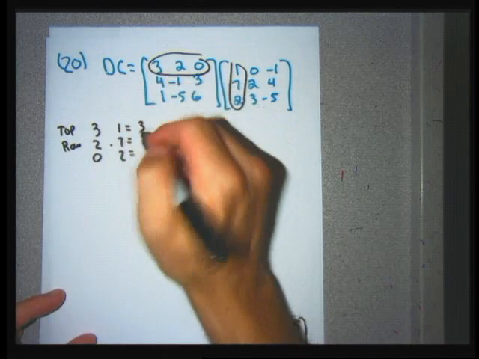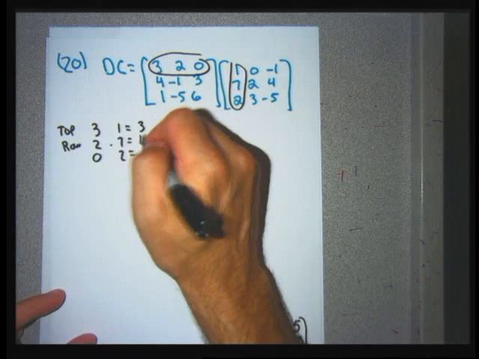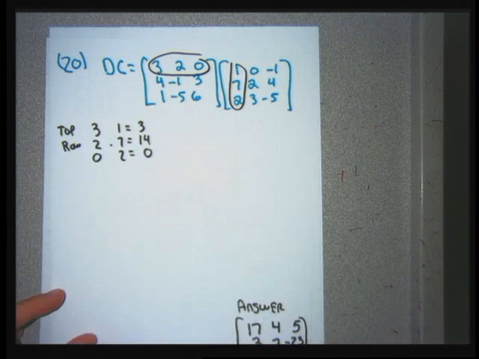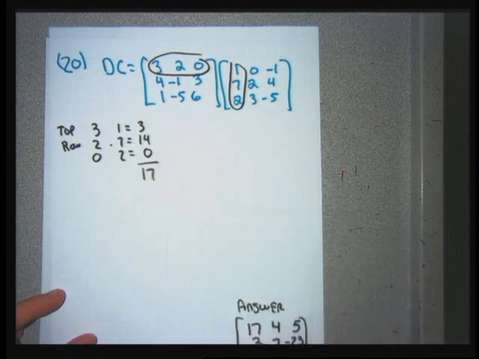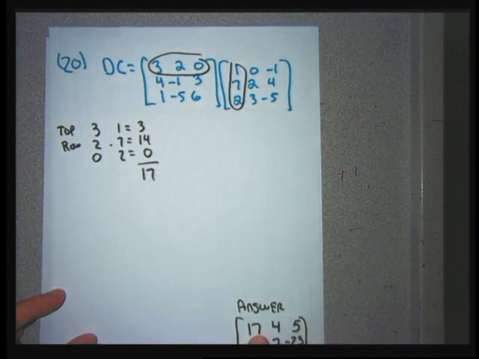3 times 1 is 3. 2 times 7 is 14. 0 times 2 is 0. I add 3 plus 14 plus 0, which is 17. There's the first thing in my top row.